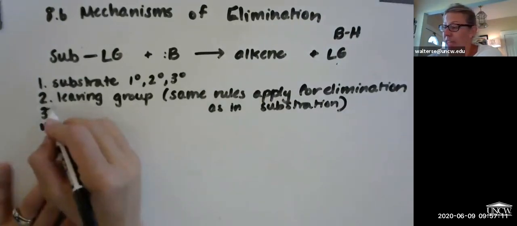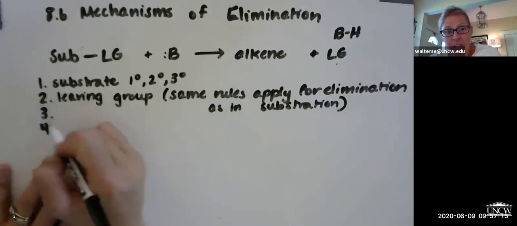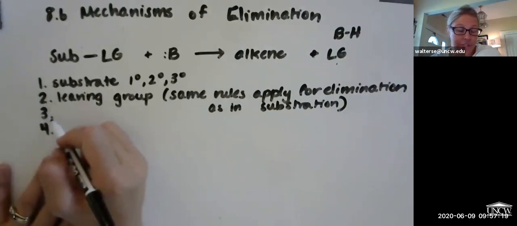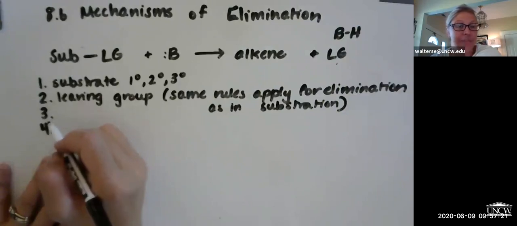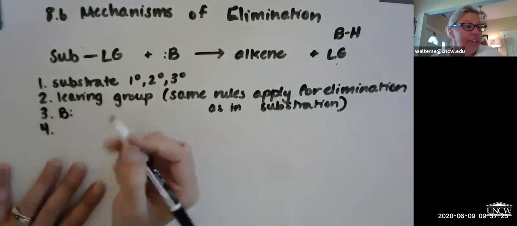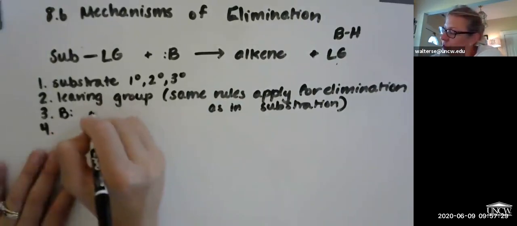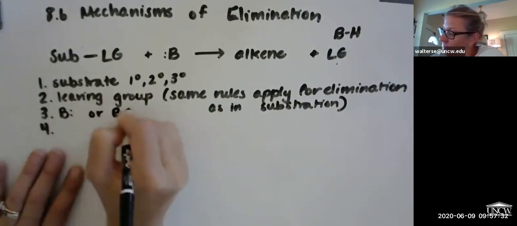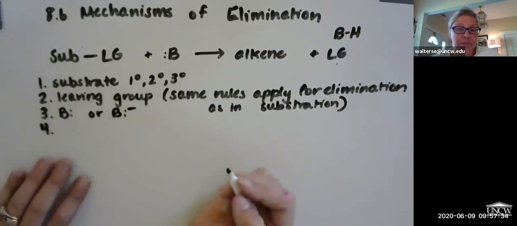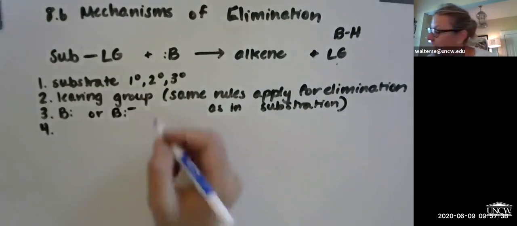Now in the substitution reaction, the third consideration was the nucleophile. In elimination, it's the base. So it can either be lone pairs and neutral, or lone pairs and negative charge. Now over here, this is where things are going to get a little dicey.